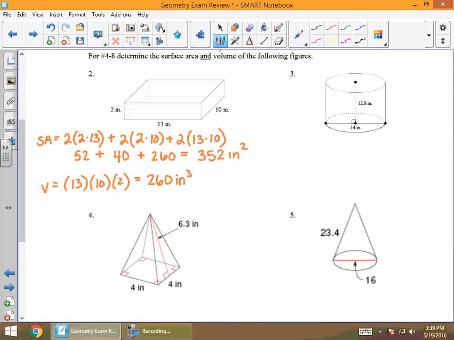For number 3, the surface area is going to be 2 circles, so the top and the bottom.